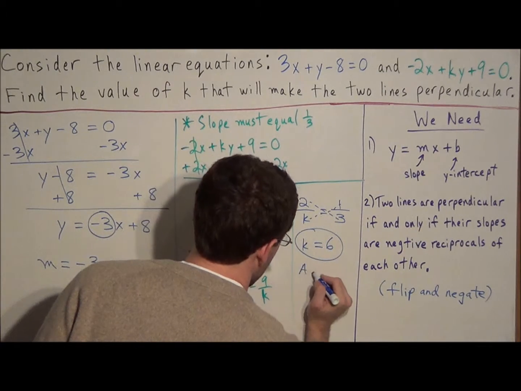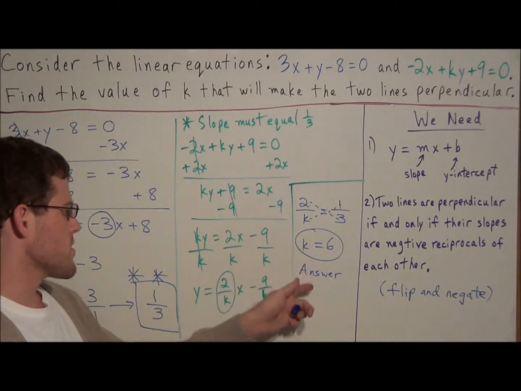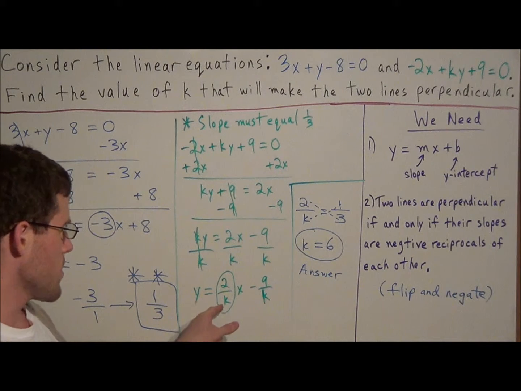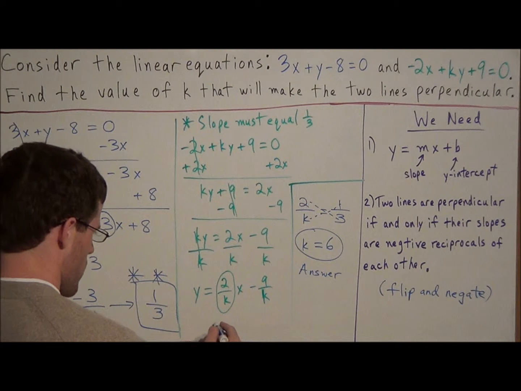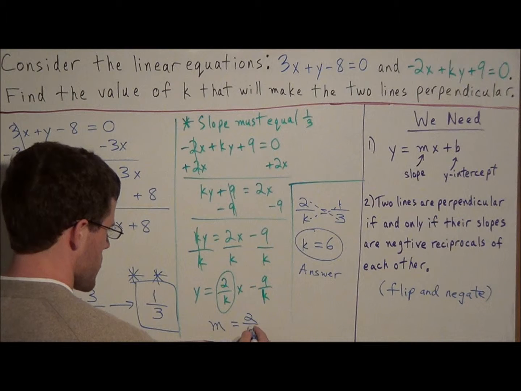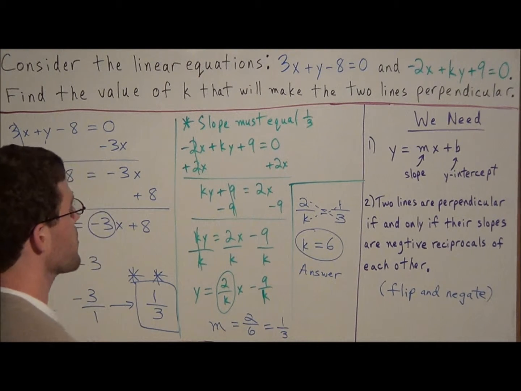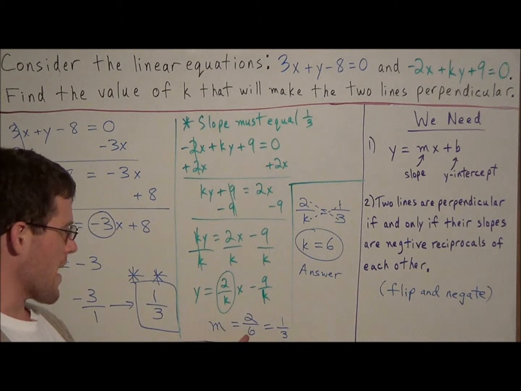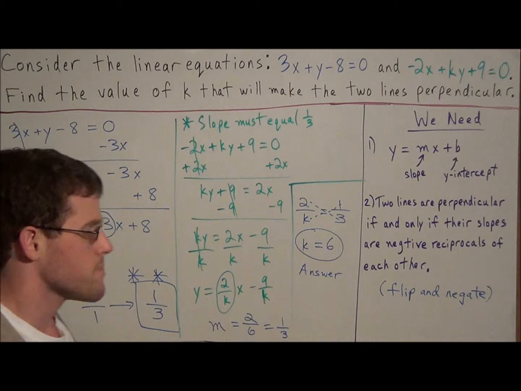So we'll mark this off as our final answer. Our final answer is k is equal to 6. And notice if we plug in k equals 6, the slope of our second line is going to equal 2 over 6. And notice 2 over 6 reduces to 1/3. So the slope must equal 1/3. It matches when we plug k back into the problem to see if it checks out.